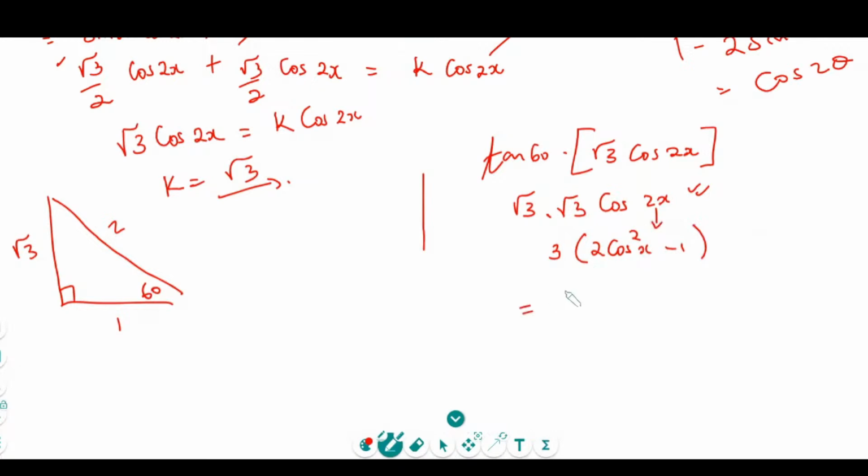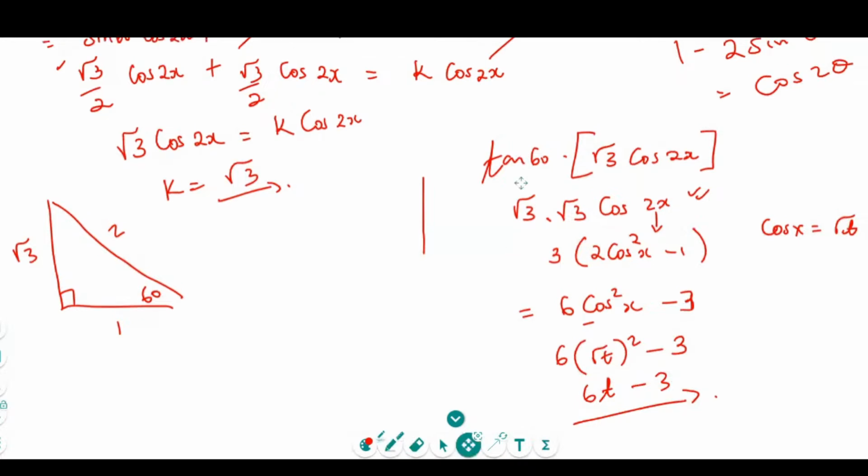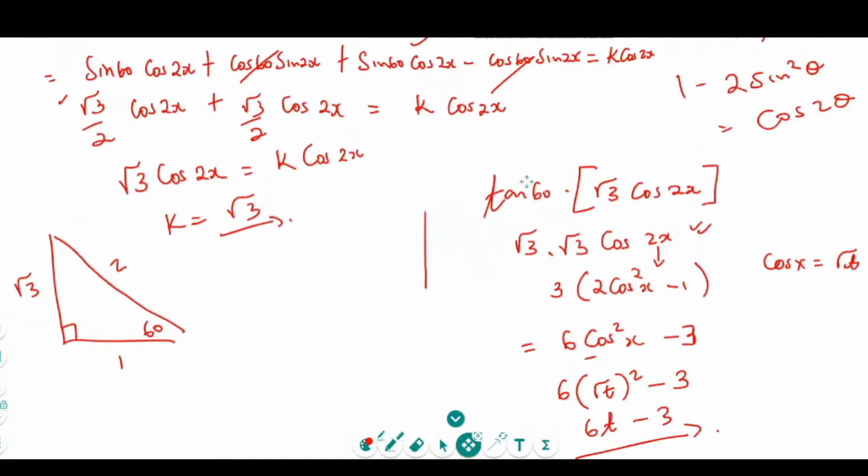Open that up. I'll have 6 cos squared x minus 3, but we said cos x is the root of t. So replace cos x with root of t. So 6 times root of t squared minus 3. Then open that up, you'll have just 6t minus 3 as your final answer. All right, guys, so that is question number 6. Let's move.